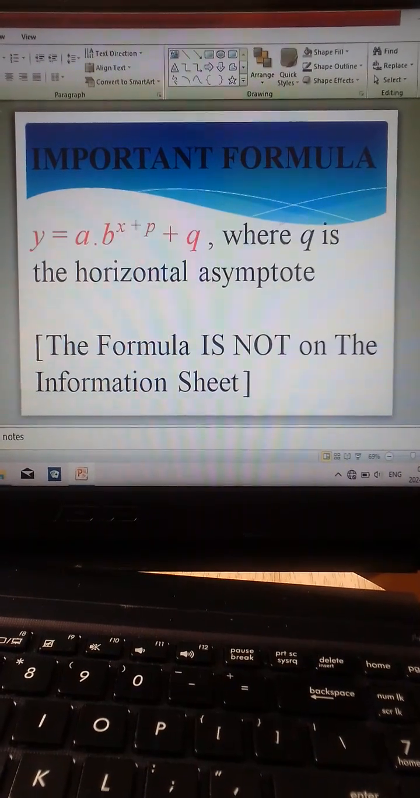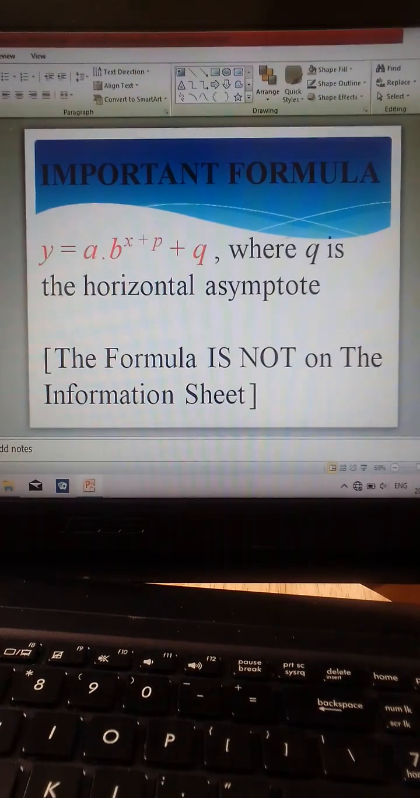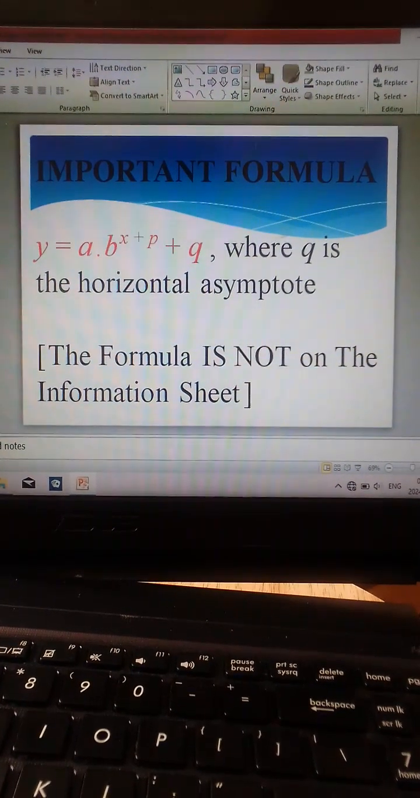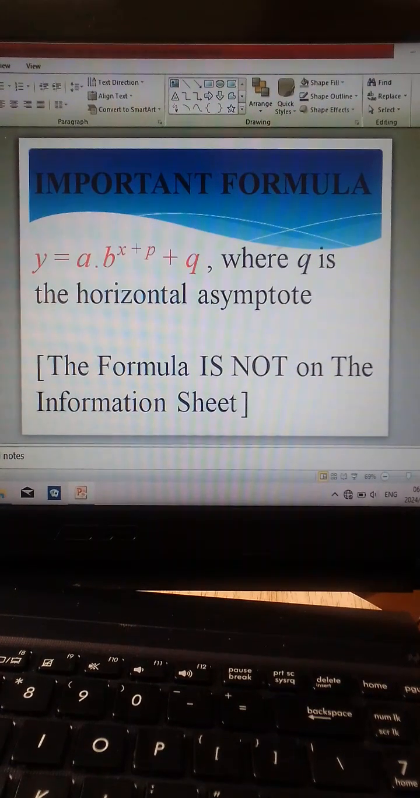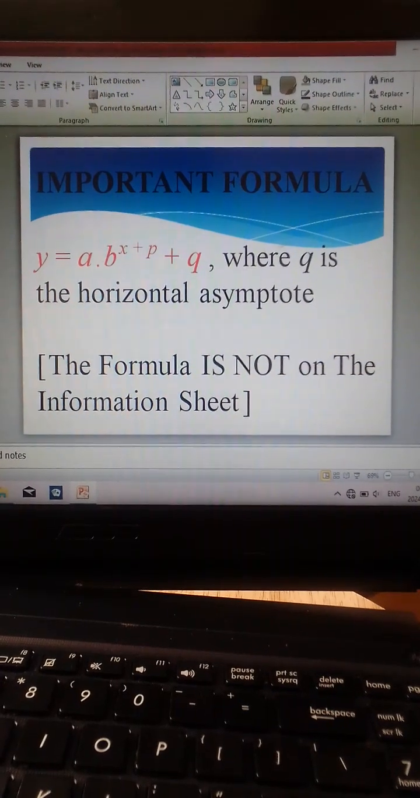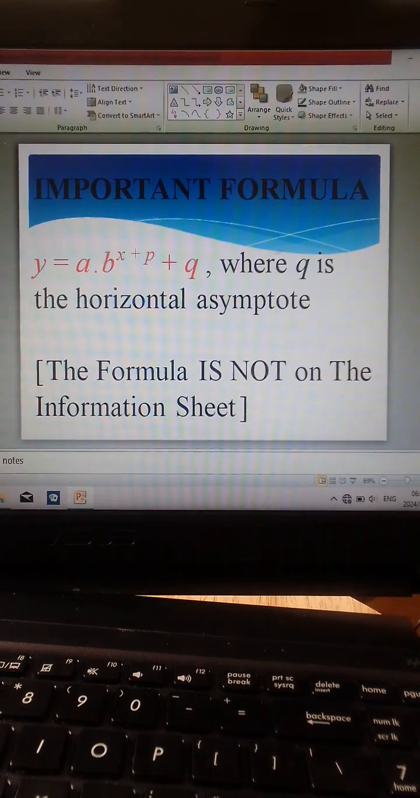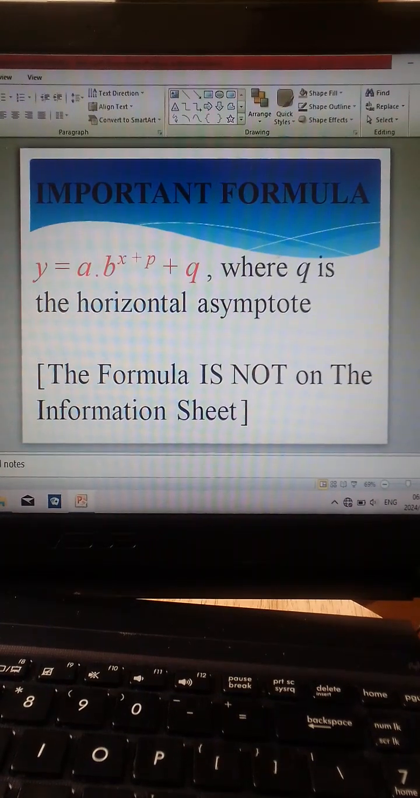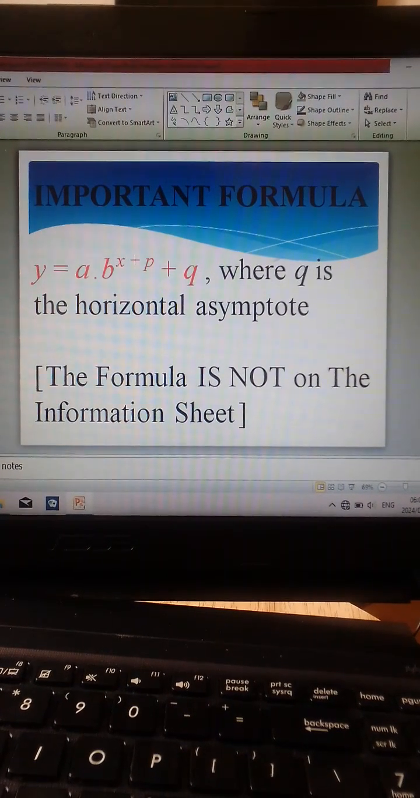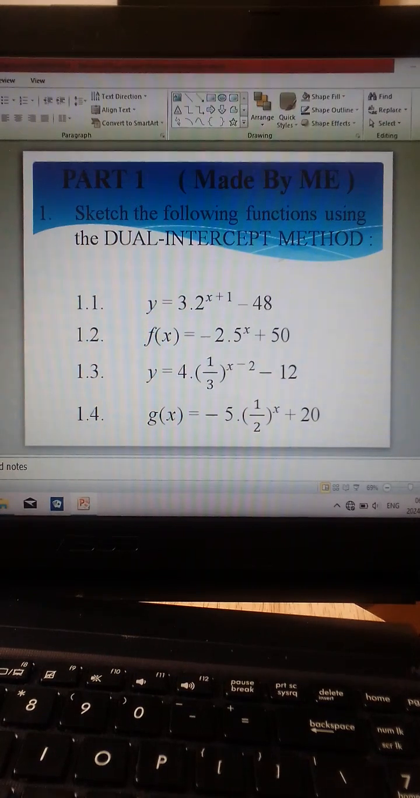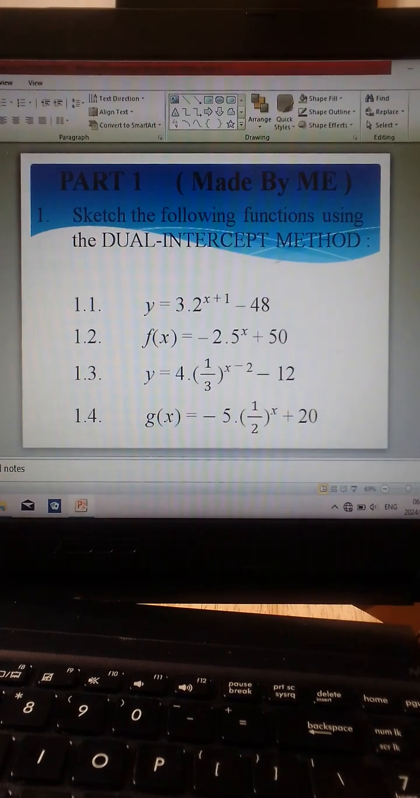So please remember that the standard form of an exponential function is y equals a times b to the power of x plus p, and then plus q, where q is the horizontal asymptote. This formula is not on the information sheet. So if you are given a function in that form in an exam, just know you're dealing with an exponential function. This one was made by me, so please just take it down.